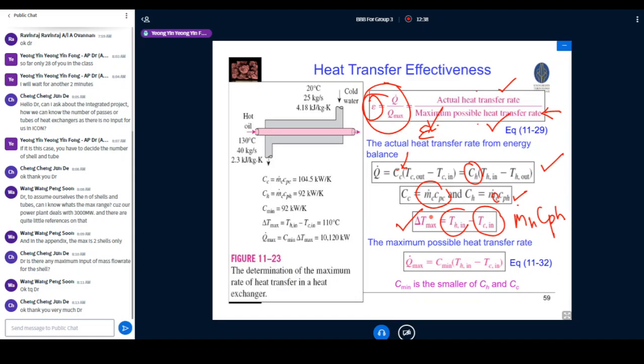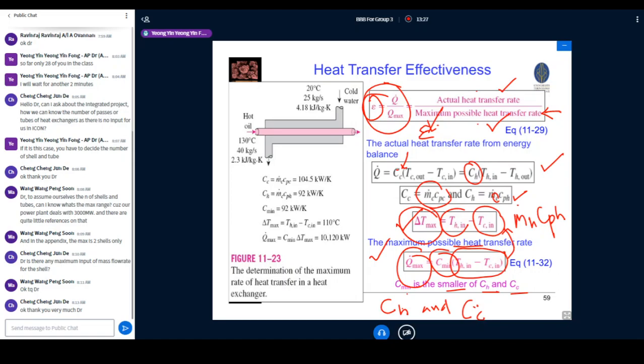Okay, what is C min? C min is the smaller of CH or CC, meaning that first, when you come across this kind of effectiveness NTU method problem, you need to calculate CH and CC. Okay, so you see which one is smaller. The smaller one will be the C min. So you can get the Q max easily by just multiplying the delta T max with C min.